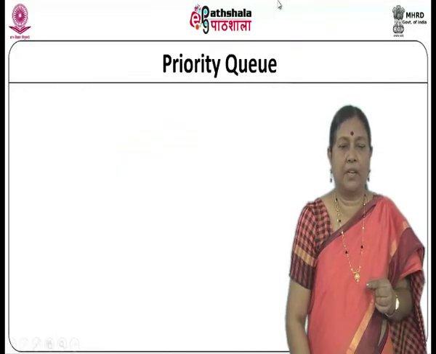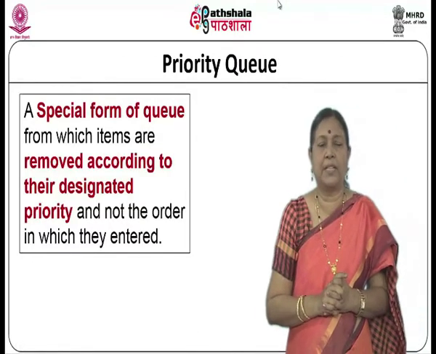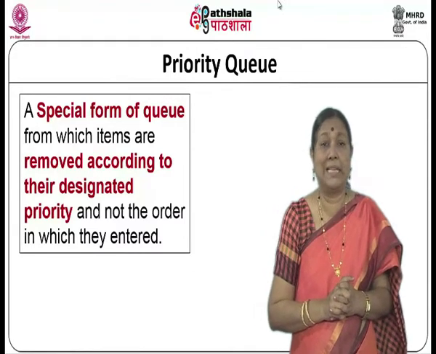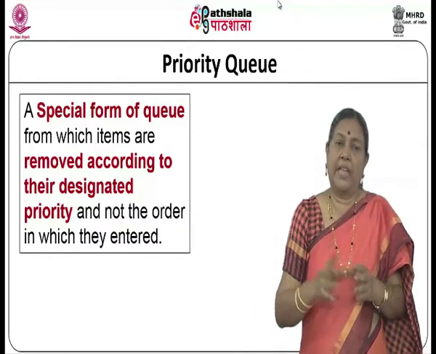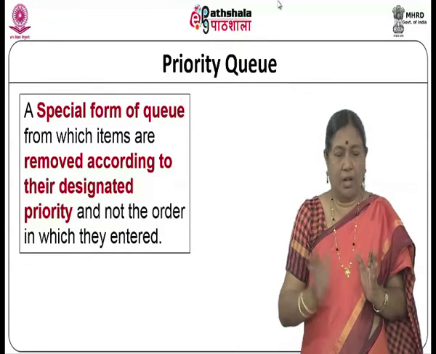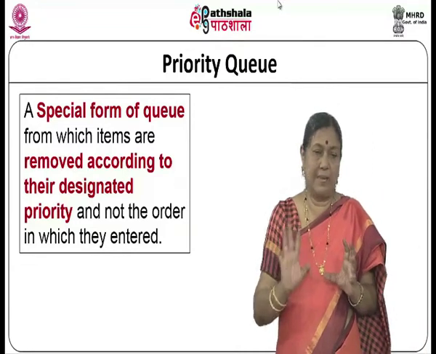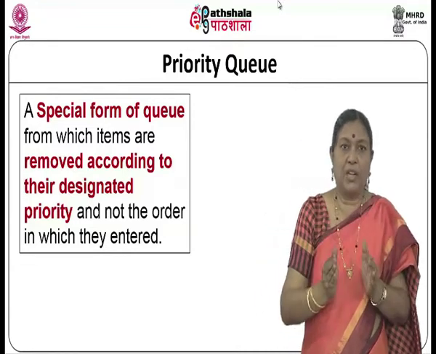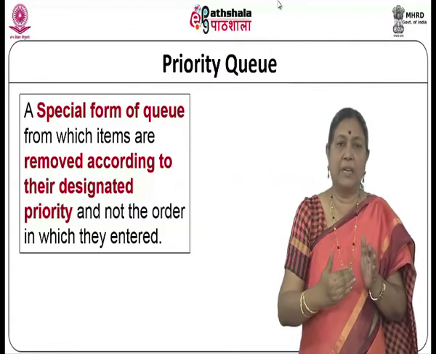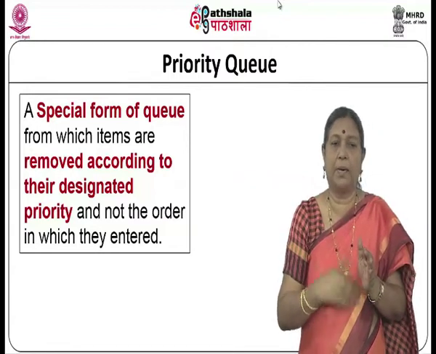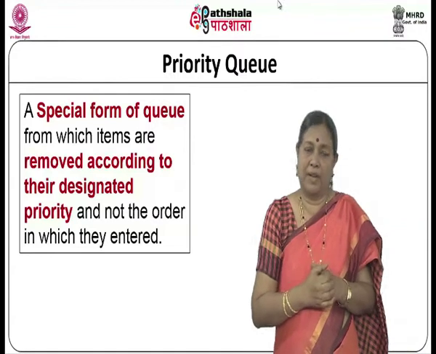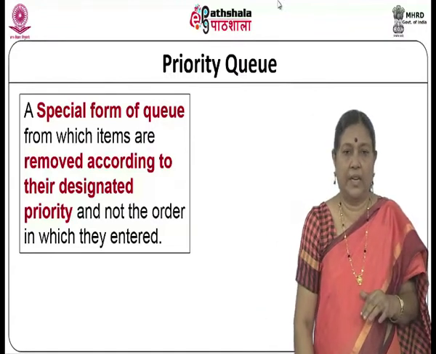So, what is the priority queue? It is a special form of queue from which elements are removed according to the designated priority. They enter the queue the same way as in the normal queue, but in a priority queue the removal of the element is not based on first in first out, but is based on a designated priority, not on the order in which they entered.